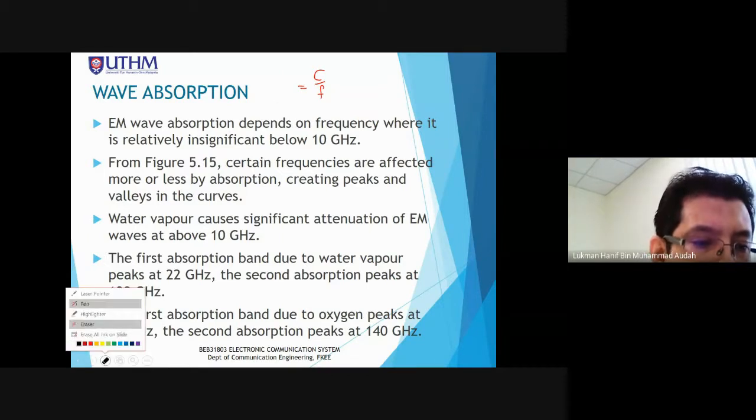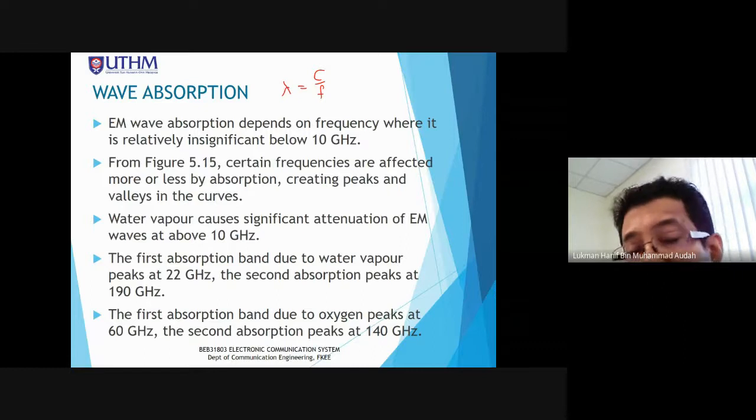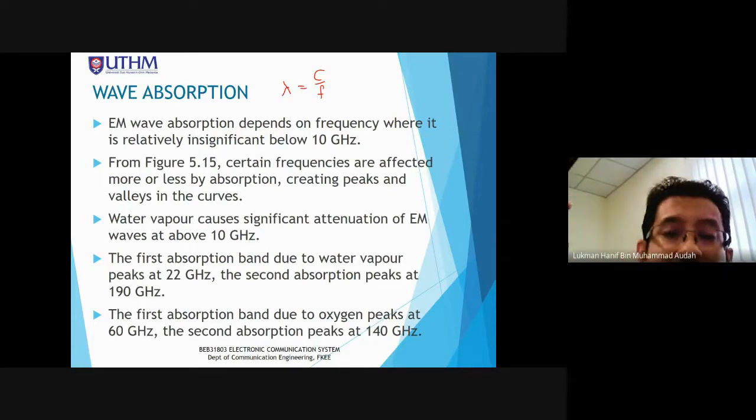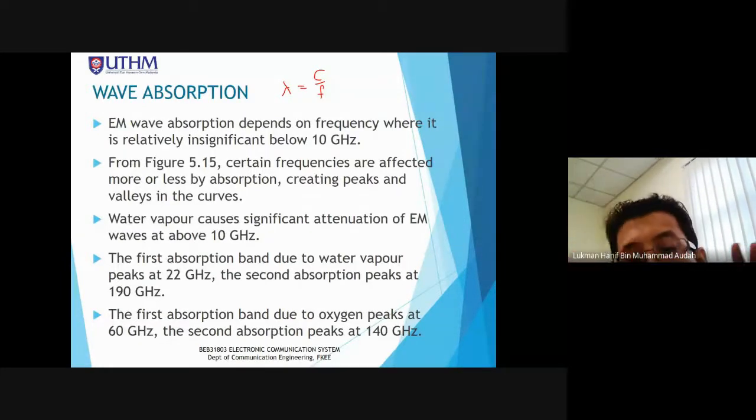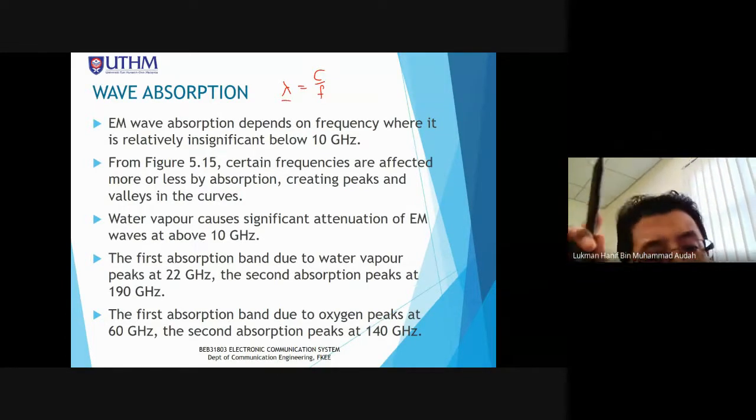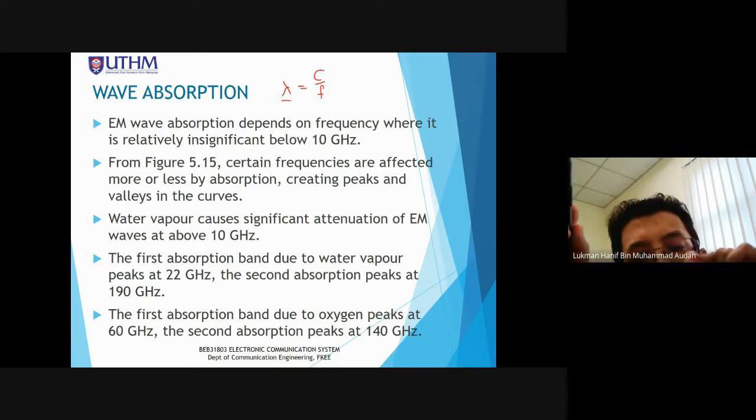Lambda, panjang gelombang, is equal to C over F. Speed of light divided by the frequency of the wave. Okay. So kalau dikatakan di sini kita nak merujuk kepada especially for raindrop, especially disebabkan oleh air hujan. So kalau frekuensi itu lebih besar daripada 10 giga, ini secara teorinya, if the frequency is more than 10 giga, dikatakan bahawa panjang gelombang ini menjadi sangat kecil, very small. It is said that it becomes smaller than the raindrop.